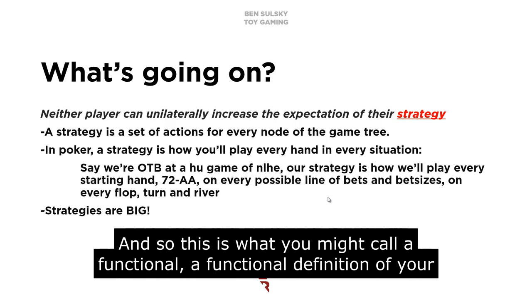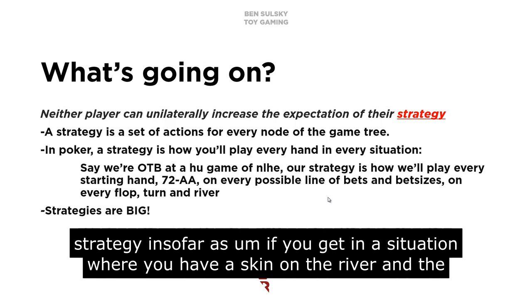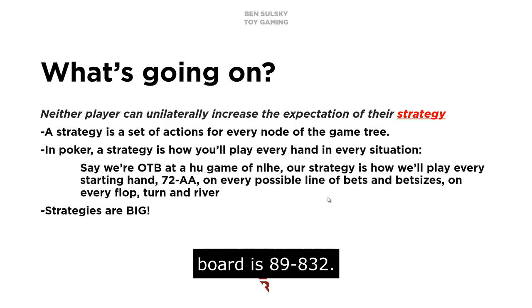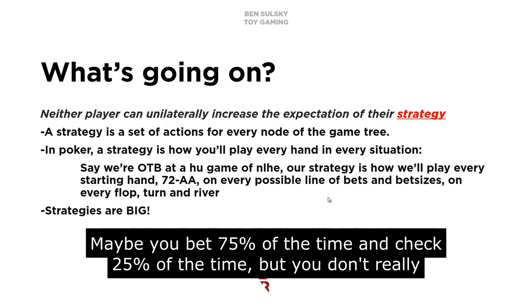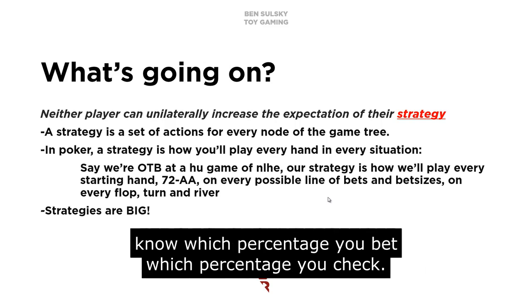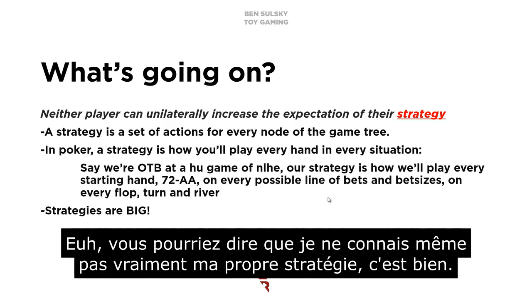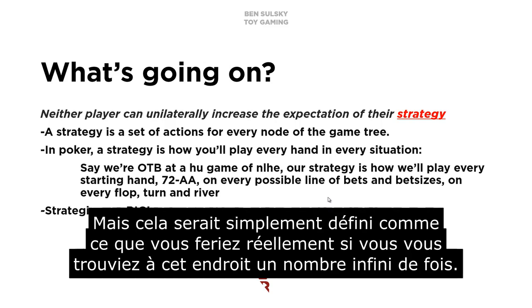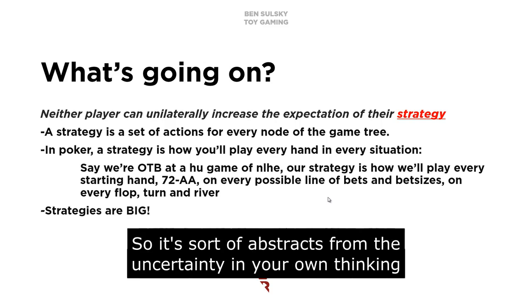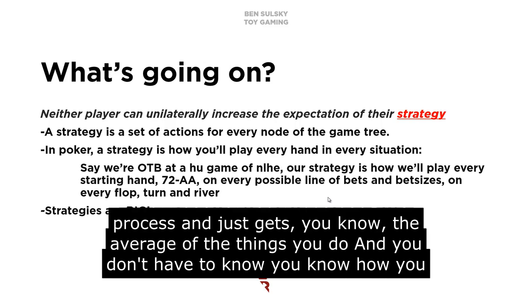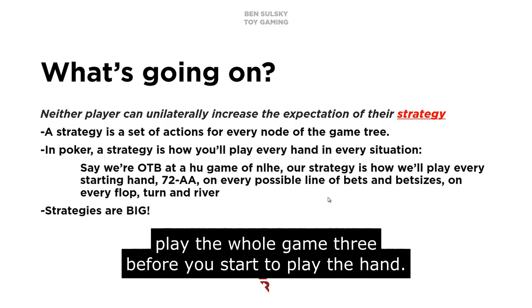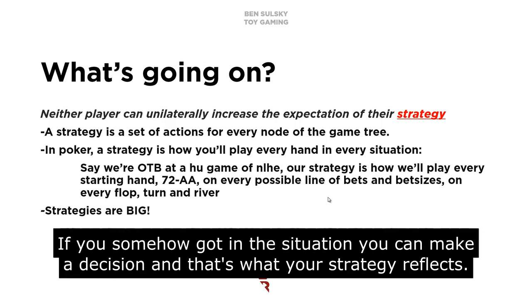And so this is what you might call a functional definition of your strategy. If you get in a situation where you have ace king on the river and the board is ace 9 8 3 2, maybe you bet 75% of the time and check 25% of the time, but you don't really know which percentage you bet and which percentage you check. So you might say, I don't even know my own strategy, really. That's fine, but this would just be defined as what you would actually do if you found yourself in that spot an infinite number of times. So it abstracts from the uncertainty in your own thinking process and just gets the average of the things you'll do. And you don't have to know how you play the whole game tree before you start to play the hand. It's just that if you somehow got in a situation, you would make a decision, and that's what your strategy reflects.